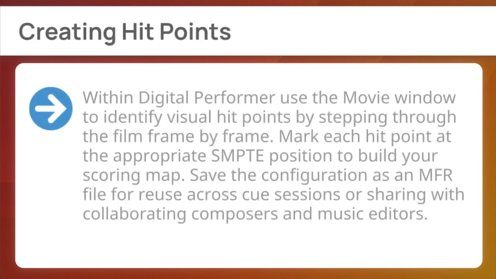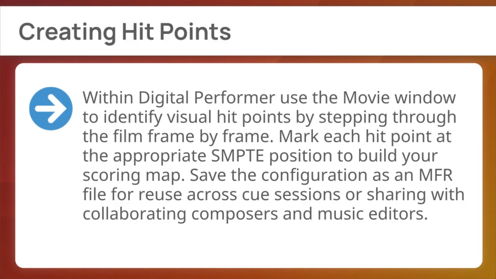Next, creating hit points. Within Digital Performer, use the movie window to identify visual hit points by stepping through the film frame by frame. Mark each hit point at the appropriate SMPTE position to build your scoring map. Save the configuration as an MFR file for reuse across cue sessions or sharing with collaborating composers and music editors.